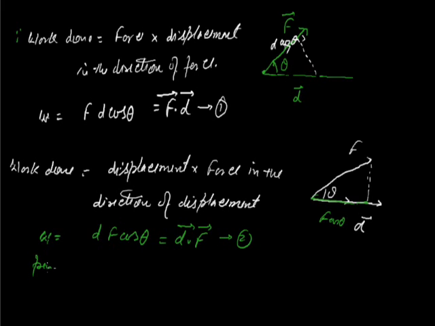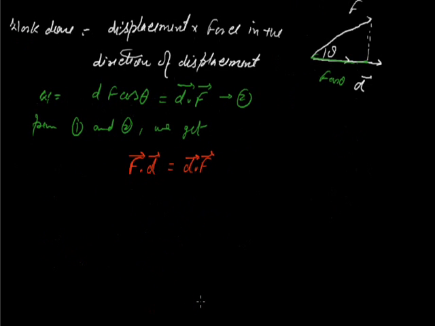From 1 and 2 we get F dot D is D dot F, means dot product of vectors is commutative. Scalar product of two vectors is commutative.